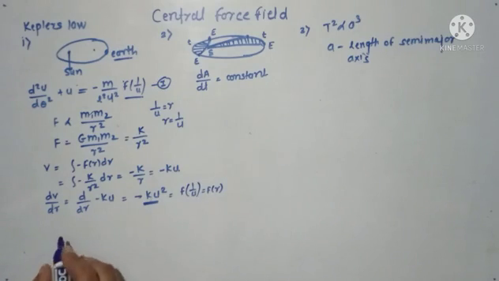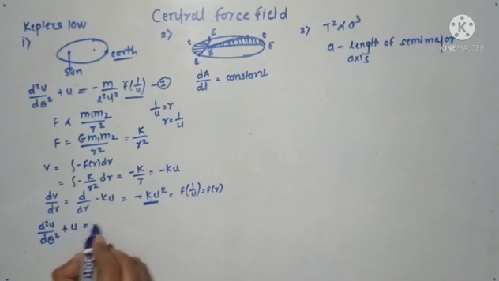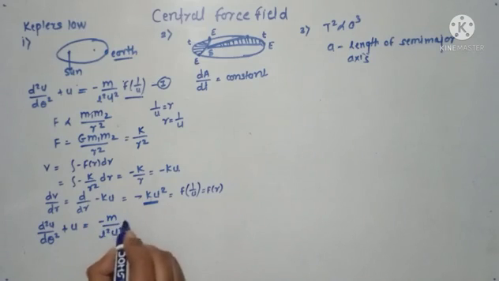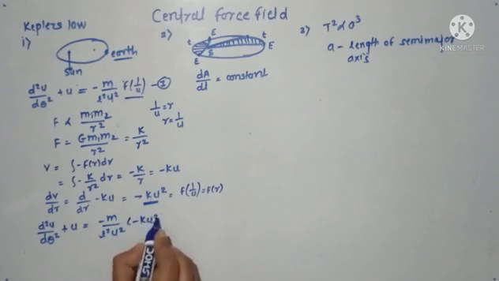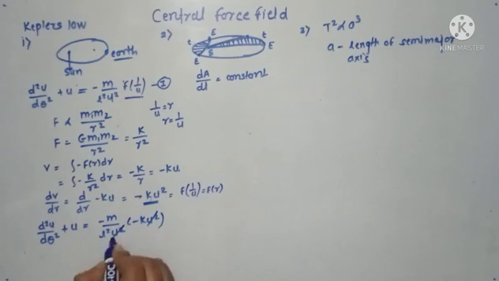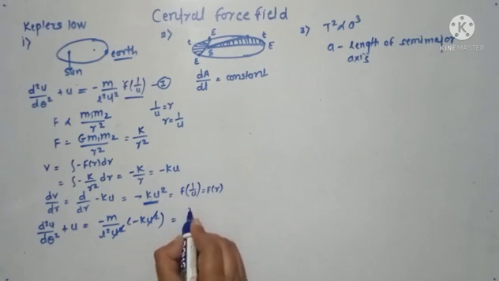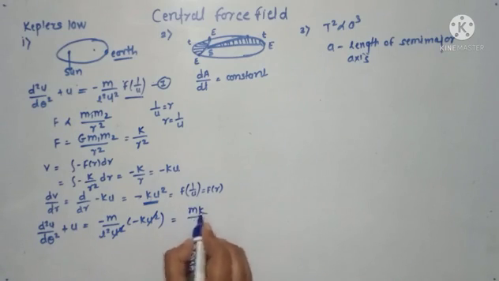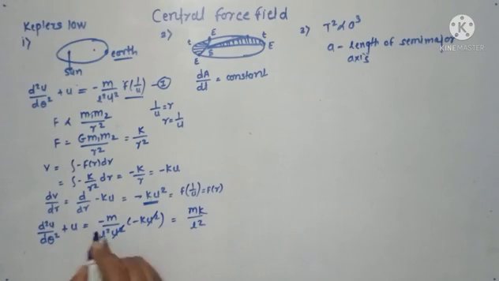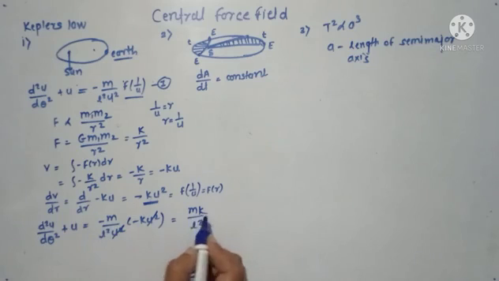So it will give me d²u/dθ² + u = -(m/L²u²)(-ku²). So this u² will get cancelled, and I am going to get mk/L². So this minus and minus will become plus.